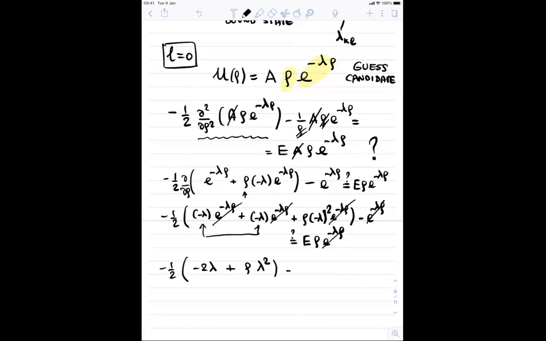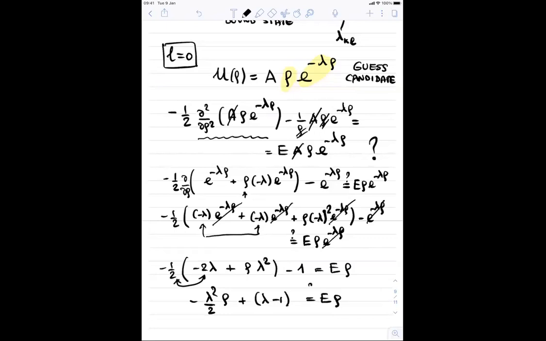Okay, then I have -1. This should be equal to E times rho. Shall we write it even better? I write minus lambda square over 2 times rho. Then I have a term that is plus lambda, which comes from here, -1 equal to E times rho.